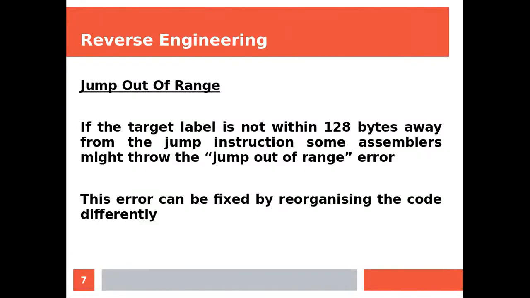Jump out of range. Generally, if the target label is not within 128 bytes away from the jump instruction, some assemblers might throw the jump out of range error. This error can be fixed by reorganizing the code differently.